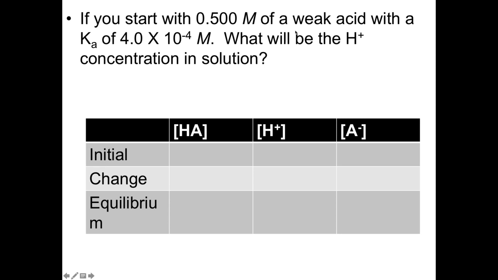So go ahead and try this one. It's very similar to the last one, where basically you start with 0.500 molarity of a weak acid with a Ka of 4.0 times 10 to the negative fourth. What will the H plus concentration of the solution be? So again, we have initial, change, equilibrium. Go and give this one a shot, and then I'll have the work on the next slide.